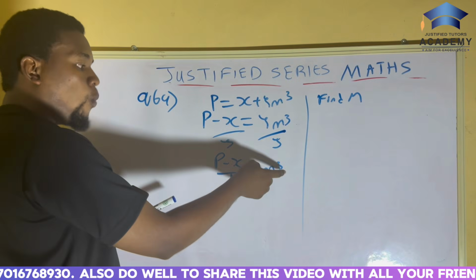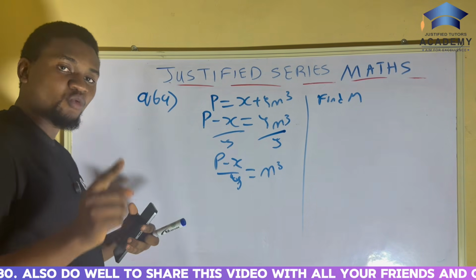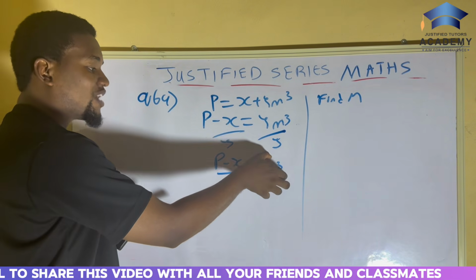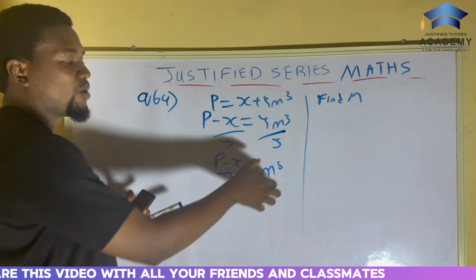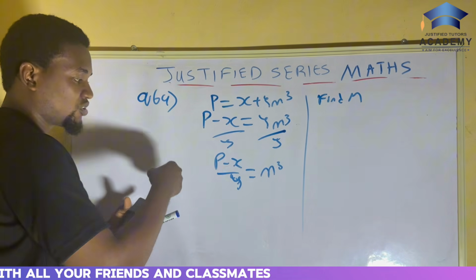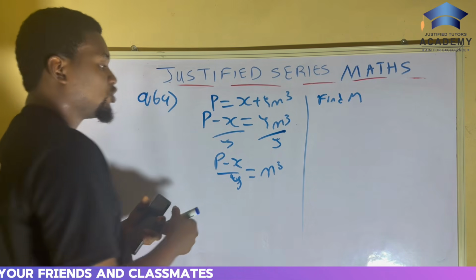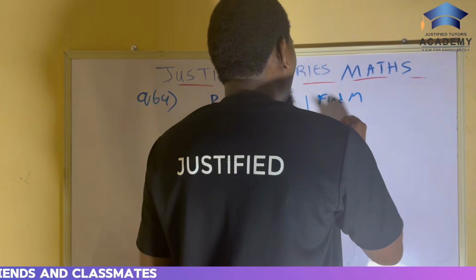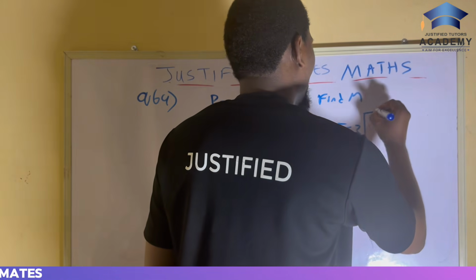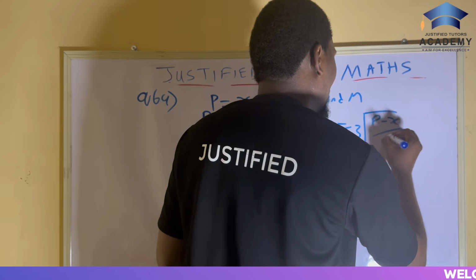When a cube goes to the other side, it becomes a cube root. If it's a square coming to this side, it becomes a square root. But now we have a cube here. If your cube is going from any side over the equal sign to the other side, it becomes a cube root. So m is equal to the cube root of p minus x over y.